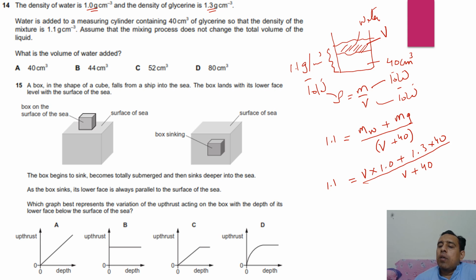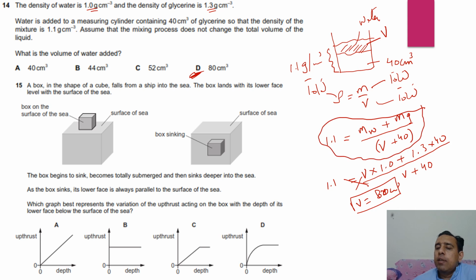So by cross multiplying and solving you can get the value of V. I have already solved this using the calculator to save time. The answer is 80 centimeter cube. So the answer is D. In this type of question, this is the trick. When a mixture is given, you have to write the formula of density, which must be equal to the total mass over total volume. When the density of the mixture is used, you have to write the ratio between the total mass and the total volume. Okay, moving towards question number 15.